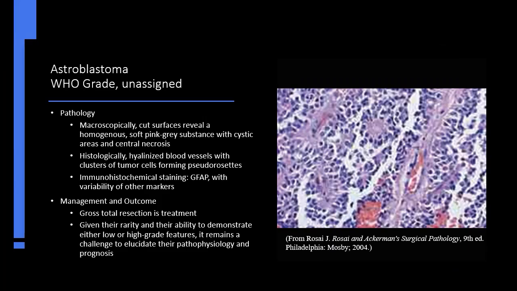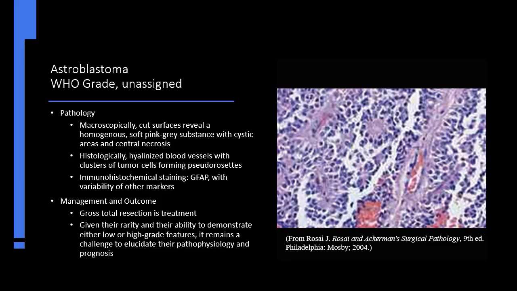Astroblastomas can be defined macroscopically with their cut surfaces demonstrating homogeneous soft pink-gray substance. Microscopically, hyalinized blood vessels are seen with clusters of tumor cells forming pseudorosettes. Their nuclei are oval and slightly irregular and contain coarse chromatin nodes with cellular atypia in varying degree, and a high number of mitotic figures, especially in the high-grade variants. Tumor cells usually stain for GFAP and also show vimentin, neuron-specific enolase, S100, and epithelial membrane antigen. Recent studies demonstrate chromosomal aberrations, BRAF mutations, and absence of IDH and TP53 mutations.